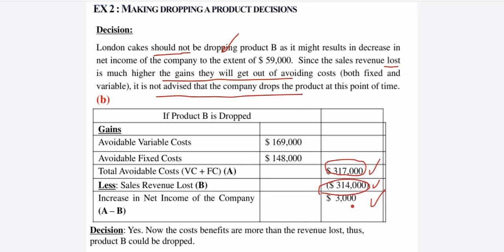Yes, for the whole company, there will be an increase in net income of $3,000. Why? The company will lose 314. Very good. So total revenue of the company will decrease 314. But total expenses, the total cost of the company, will also decrease 317. So in this case, what will be the final effect on the net income of the company as a whole? Yes, an increase in net income. How much? $3,000.